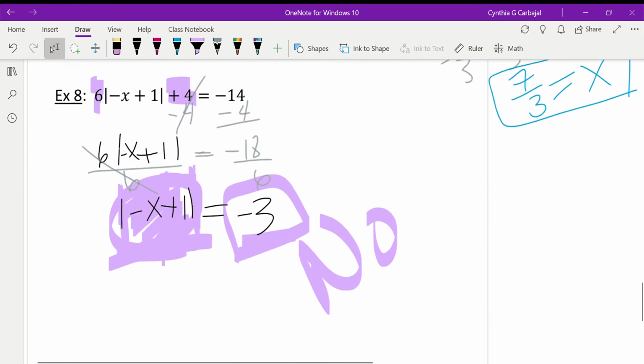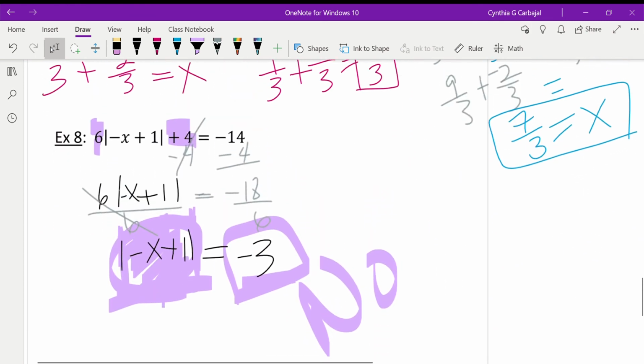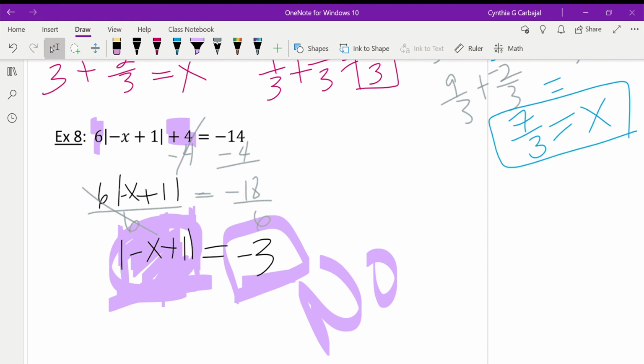If you get to a place where you still have the absolute value signs and it's set equal to a negative and nothing in front or behind it, then it's not possible. If you're not sure, I can help you guys in tutoring or in class. Please ask.